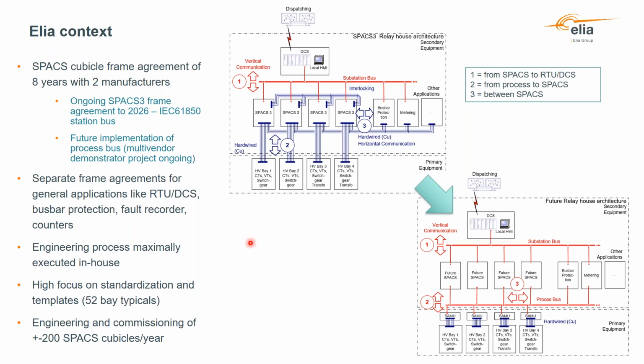We do our engineering maximally in-house, so our competences stay maximally in-house. We are focusing heavily on standardization and on templating. So for example, we have 52 bay typicals, which we apply in all of our projects. And we engineer and commission around 200 cubicles, protection and control cubicles each year.